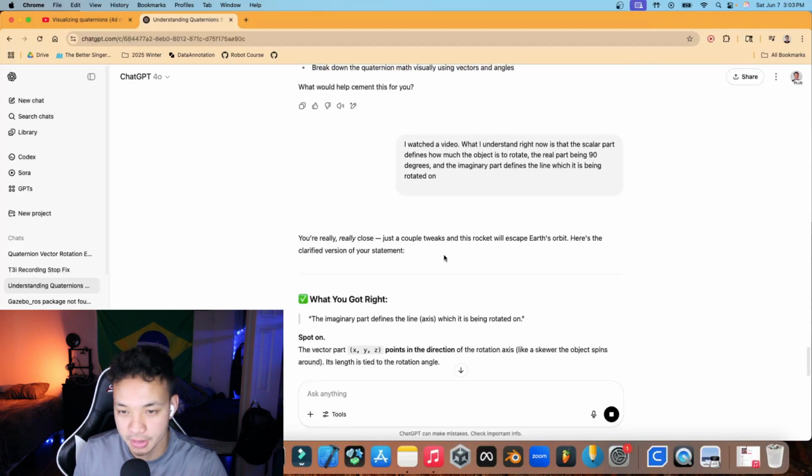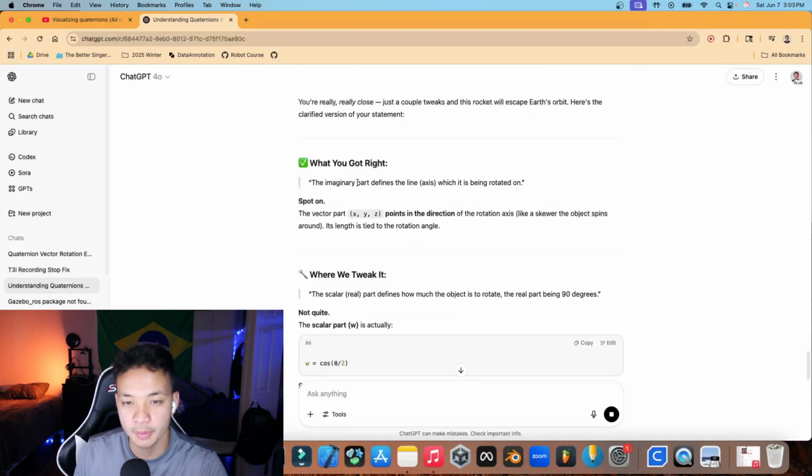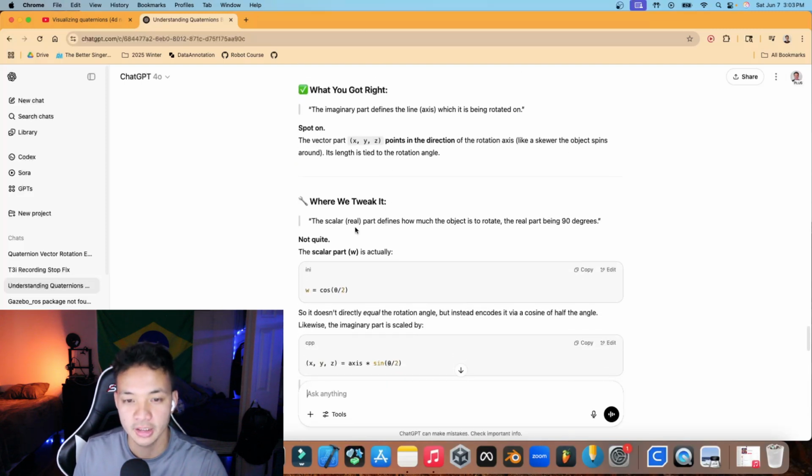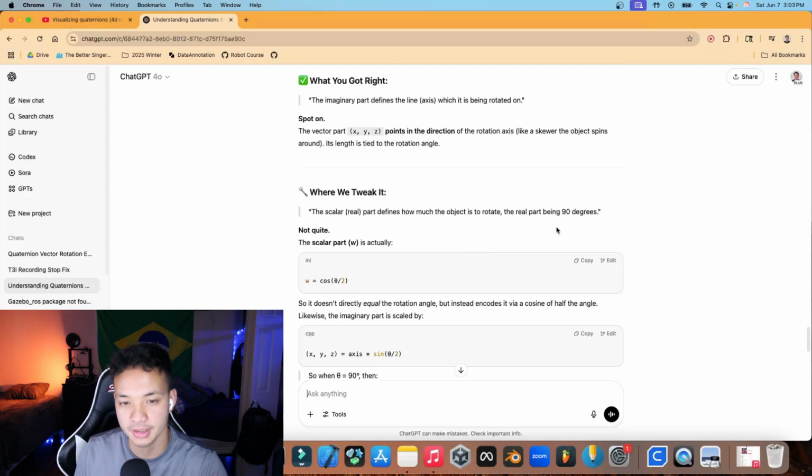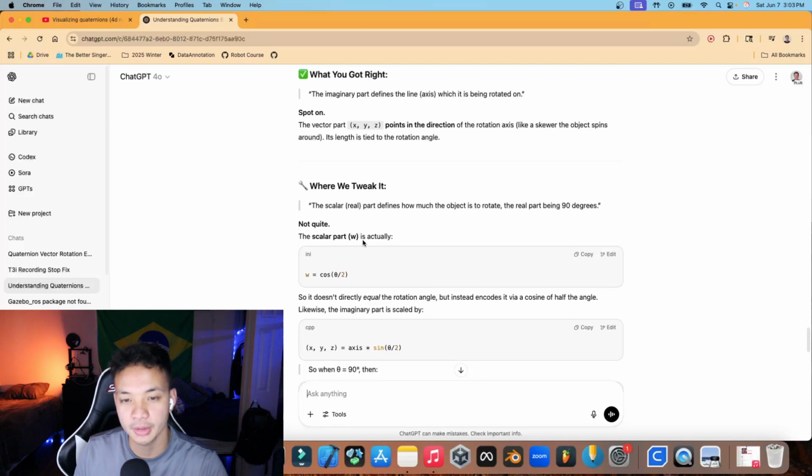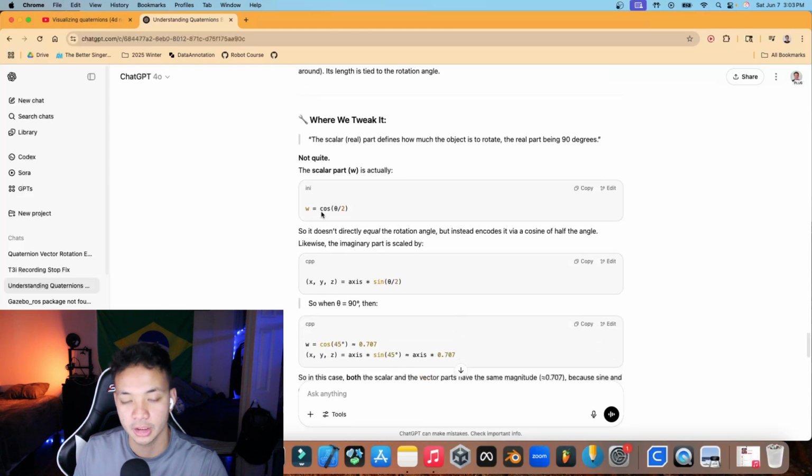Apparently I'm really close, just a couple tweaks. The imaginary part defines the line axis which is being rotated on. The vector part points the direction of the rotating axis, like a skewer arrow points. Okay, that's good. The scalar real part defines how much the object is to rotate, the real part being 90 degrees. The scalar part W is actually cosine theta over 2.